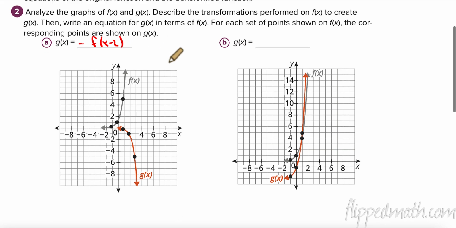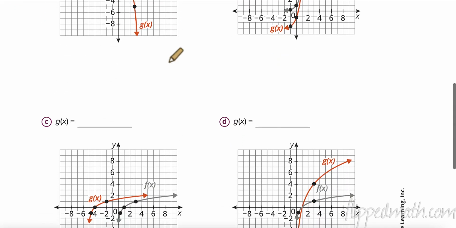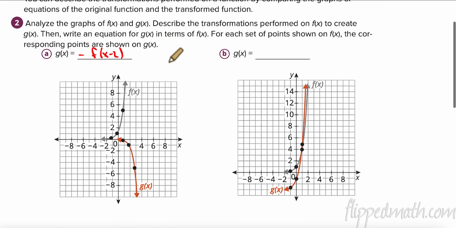All right, let's do part B here. So f of x again is here. Now I notice it drops 2. So that is at 2, 1, 2. It looks like it drops 2.